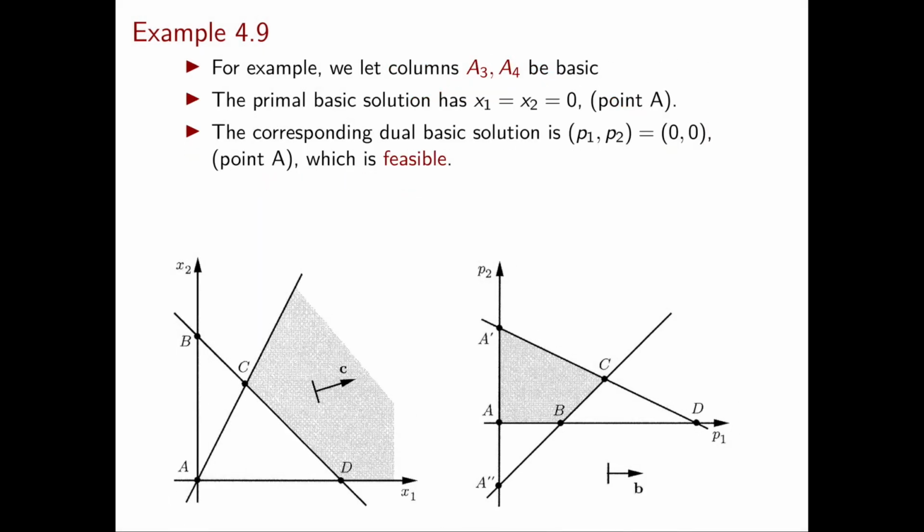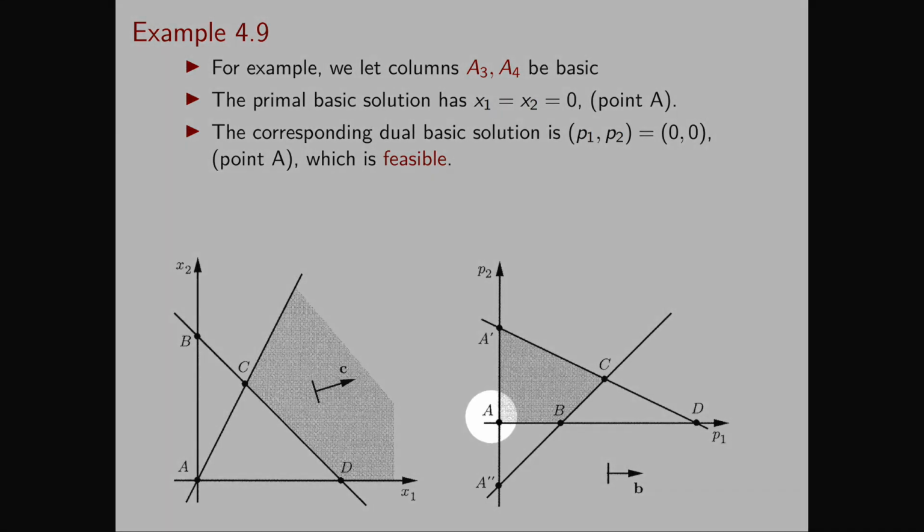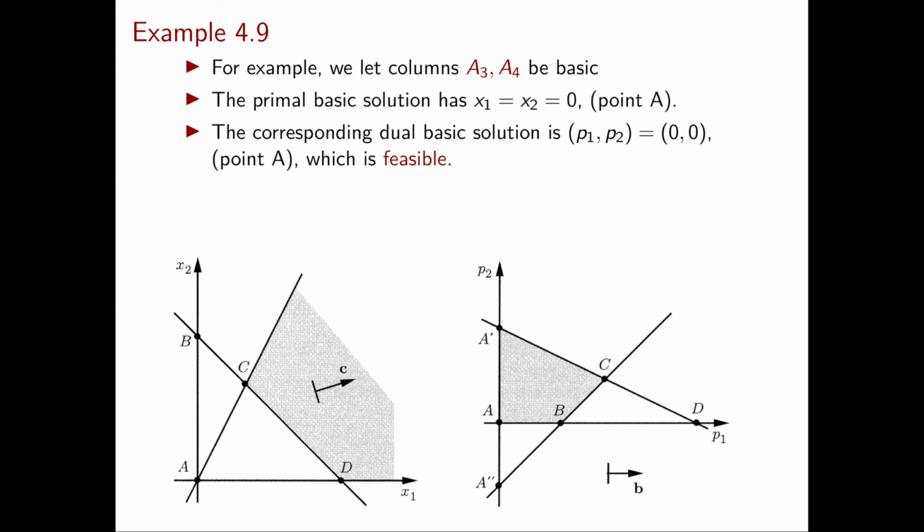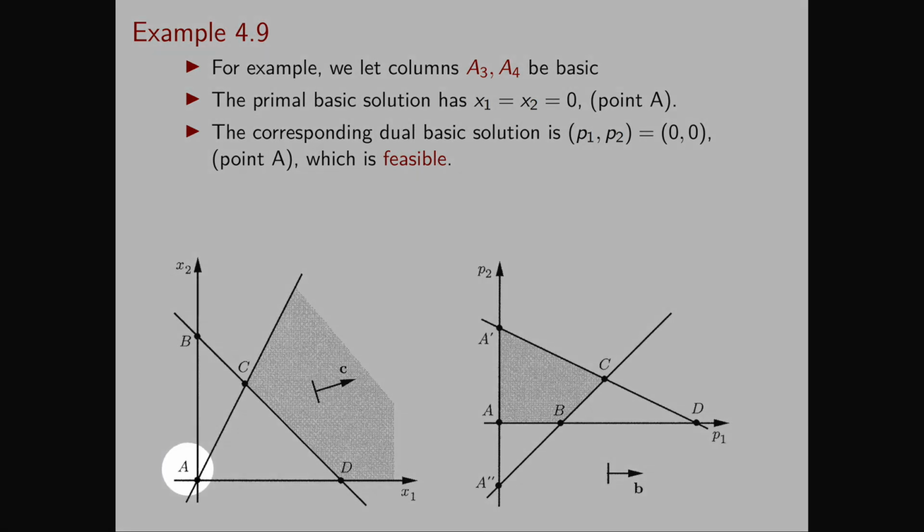To understand better this situation, let's look at the basis formed by the columns A3 and A4. To obtain the corresponding primal basic solution, we need to set x1 and x2 to 0. So we obtain point A. To obtain the corresponding dual basic solution, we need to set the third and fourth inequalities to equality, and if you do so, you will obtain the point (0, 0), which is point A in the picture on the right. So this basis leads to an infeasible basic solution in the primal and to a basic feasible solution in the dual.